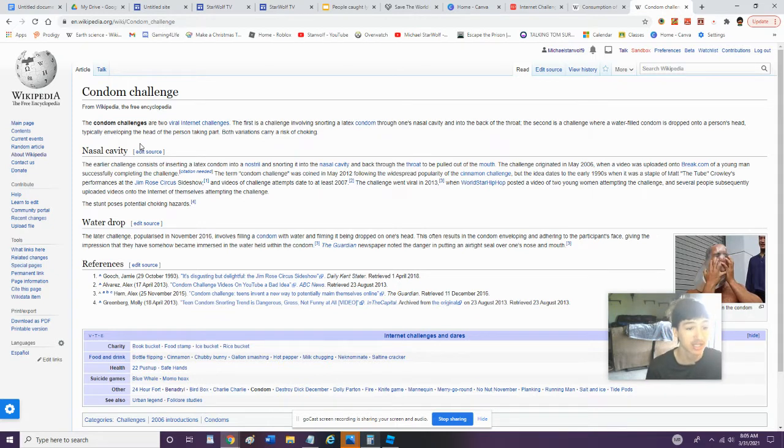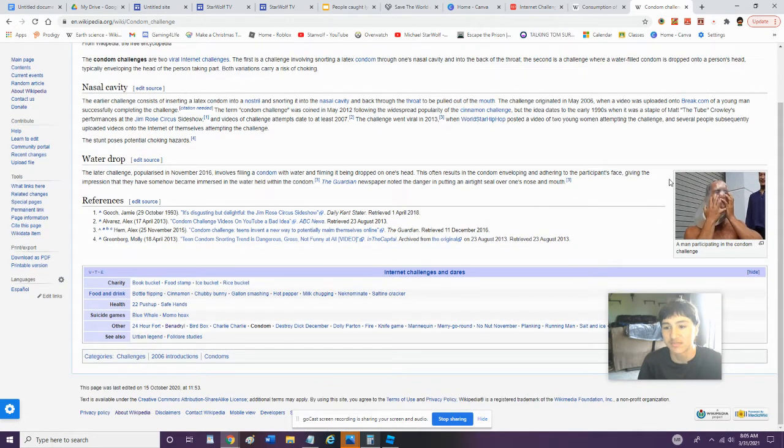All right, let's look at the water drop, the Layer Challenge. The Layer Challenge, popularized in November 2016, involves filling a condom with water and dropping it onto one's head. This often results in the condom enveloping and adhering to the participant's face, giving the impression that they have somehow become immersed in the water being held by the condom. The Guardian pointed out the danger of putting an airtight seal over one's nose and mouth. Again, this right here is just very stupid. Do not try that. That looks dumb.